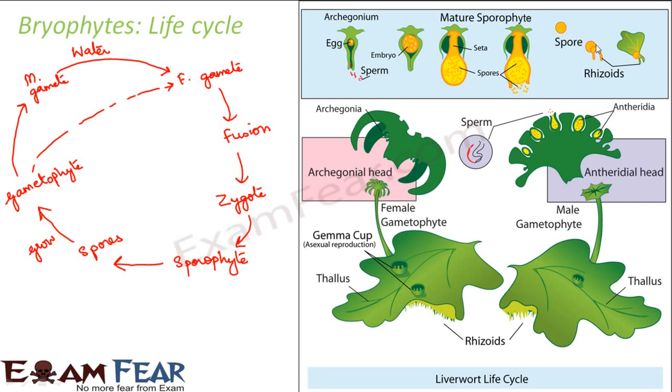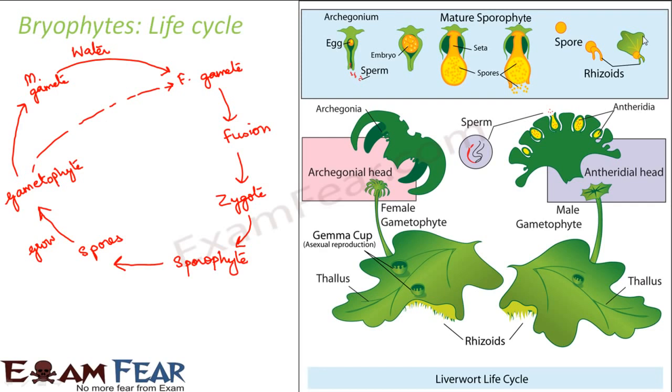This spore will then start germinating or growing. When it grows, it develops rhizoids. So rhizoids will fix the spore to the ground, and then it will start developing the entire structure. So it will again form a mature plant. The mature plant will again have the female gametophyte, the male gametophyte, and this process will keep on continuing.